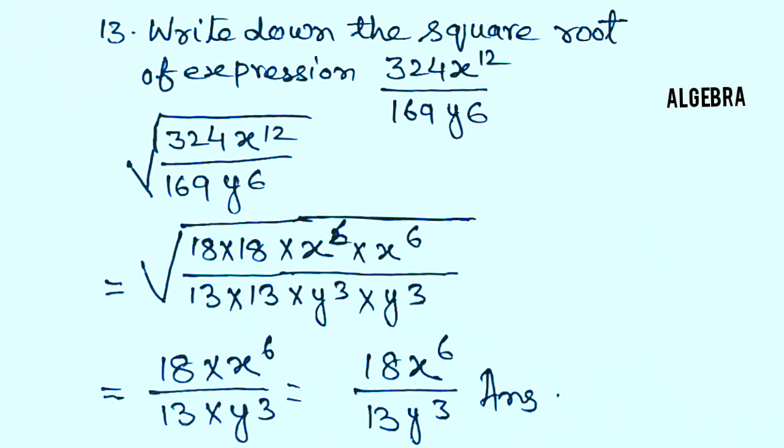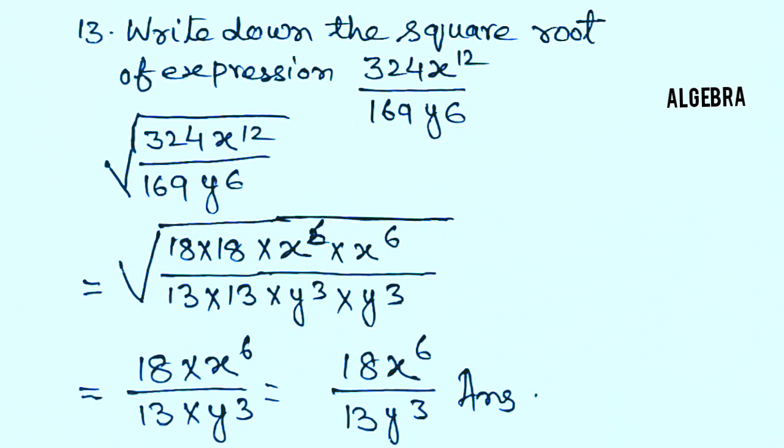Square root 324 x to the power 12 by 169 y to the power 6 is equal to square root 18 into 18 into x to the power 6 into x to the power 6 by 13 into 13 into y to the power 3 into y to the power 3 is equal to 18 into x to the power 6 by 13 into y to the power cube is equal to 18x to the power 6 by 13 y cube. Answer. 14.